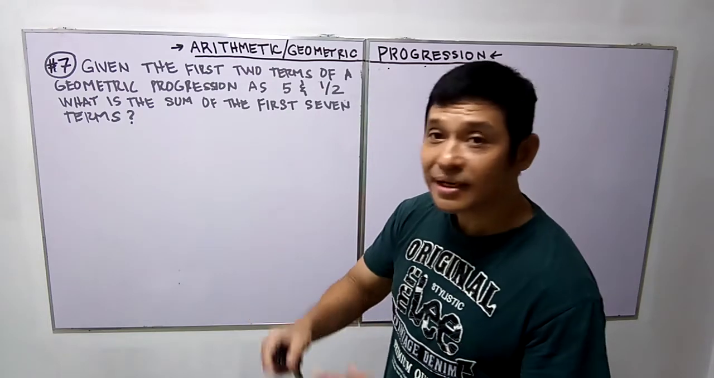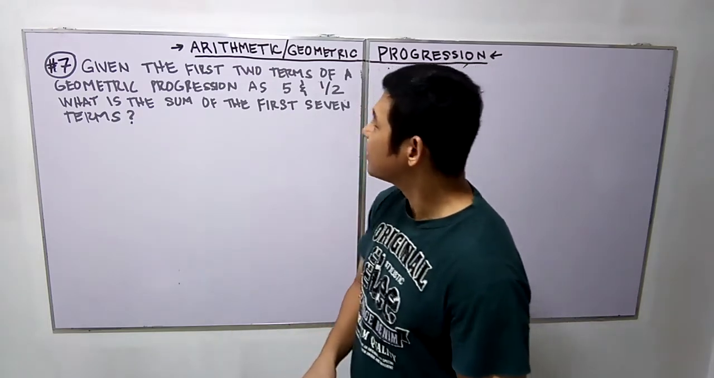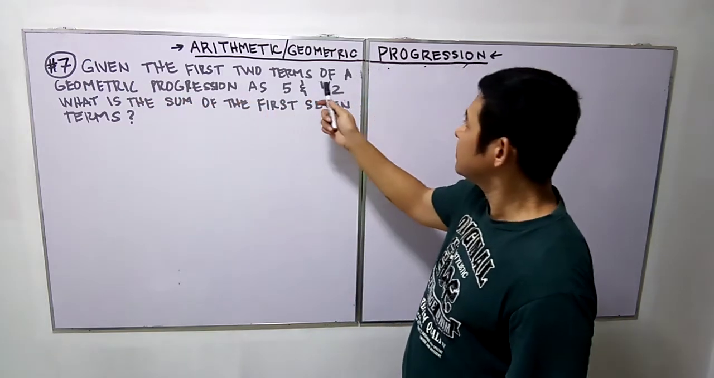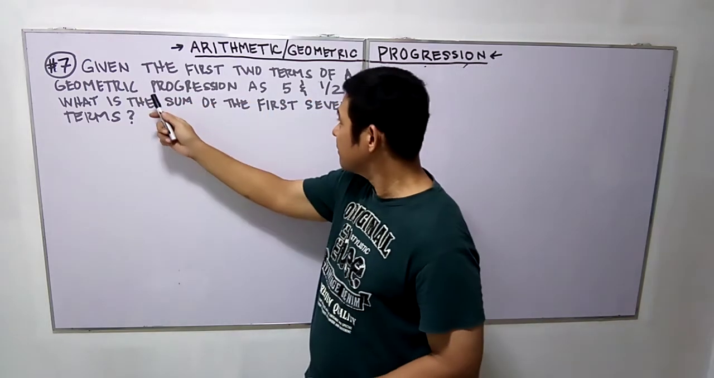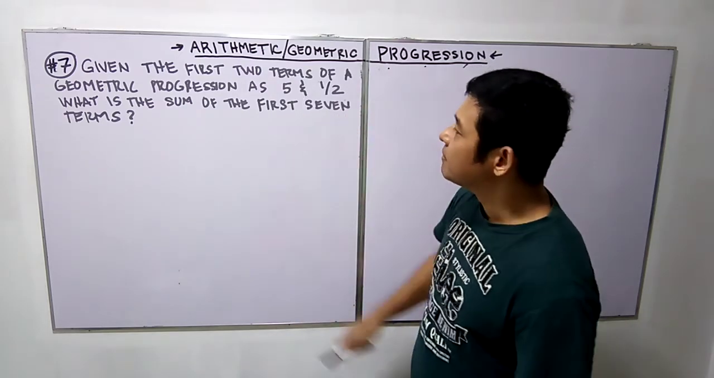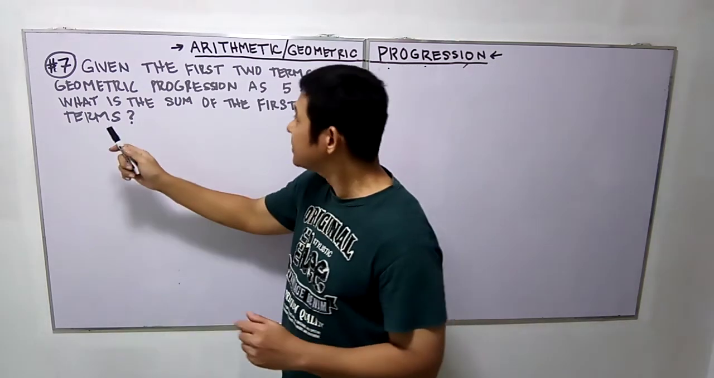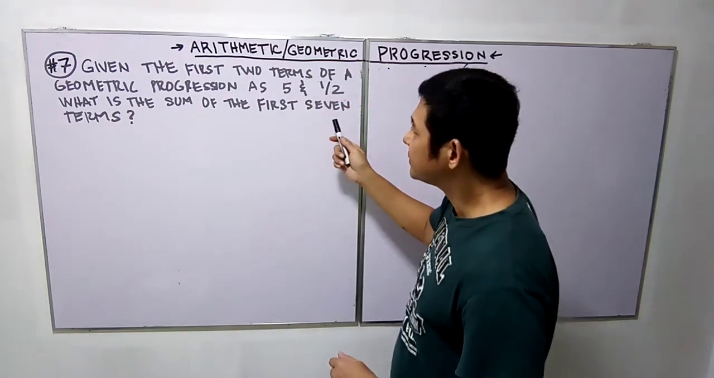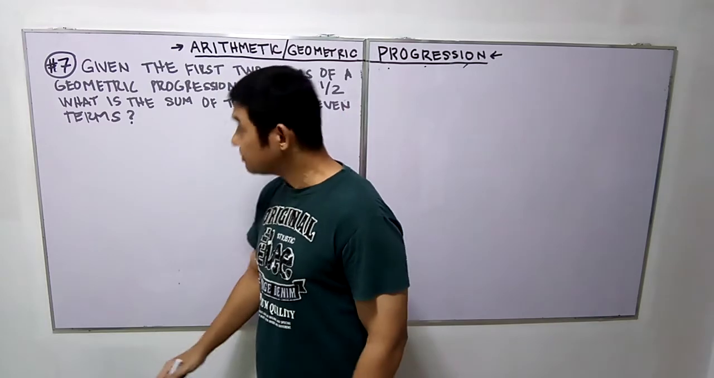Punta naman tayo sa example number 7. Given the first two terms of a geometric progression as 5 and 1/2, the question is, what is the sum of the first 7 terms? So, dito po, isa-isahin po natin.